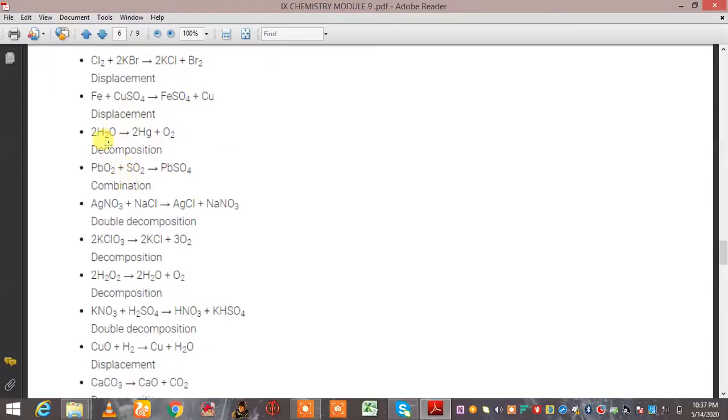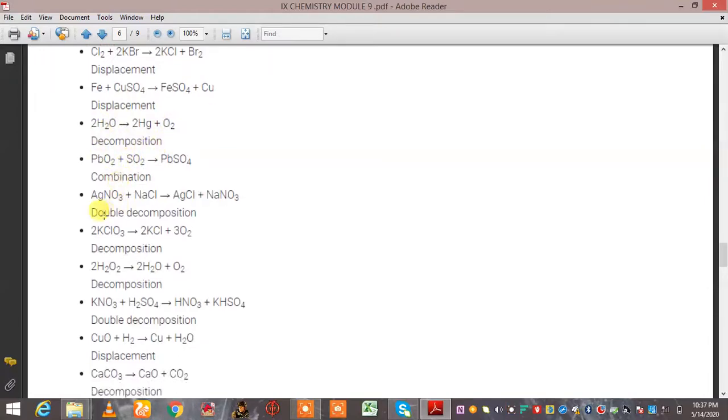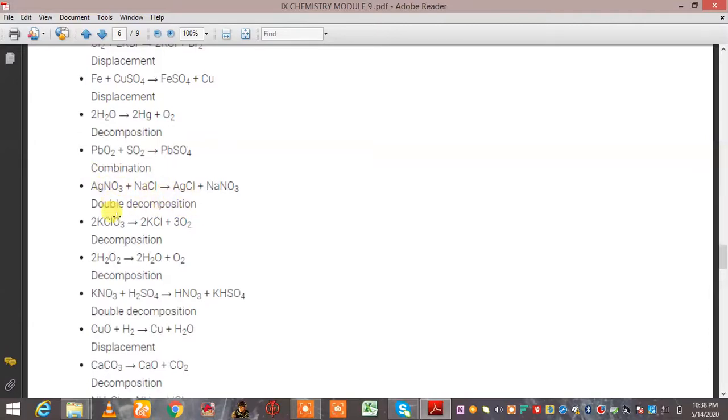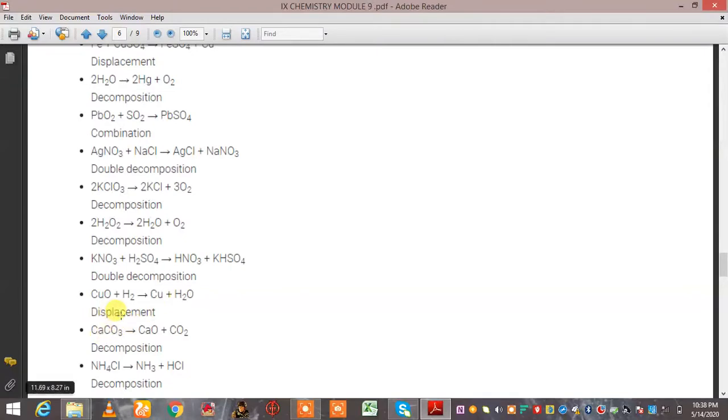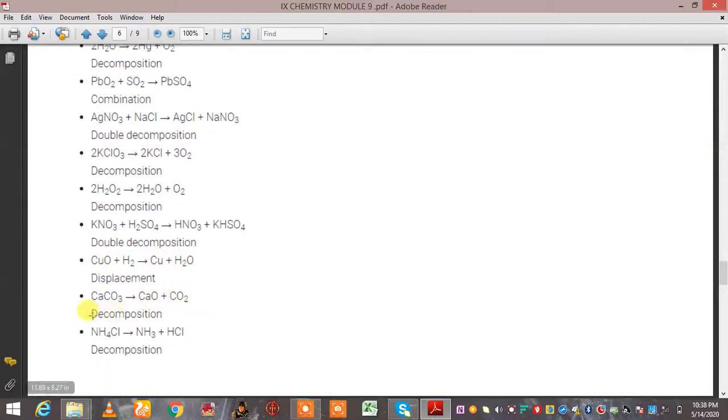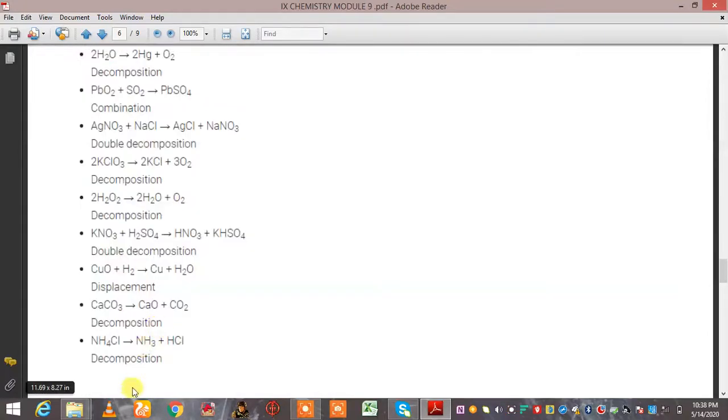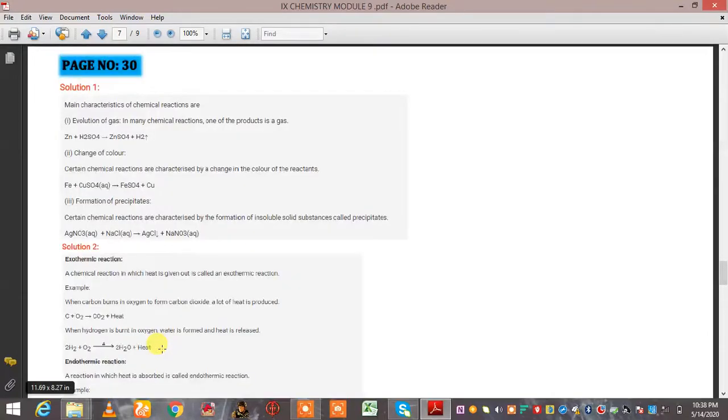This one is decomposition reaction. This one is combination. Then this is double decomposition. Then this one is again decomposition. This one is double decomposition. This one is displacement, where copper oxide is replaced by only copper, and this oxygen is reacting with hydrogen. Then CaCO3 is decomposing into CaO plus CO2, and NH4Cl is decomposing into NH3 plus HCl.